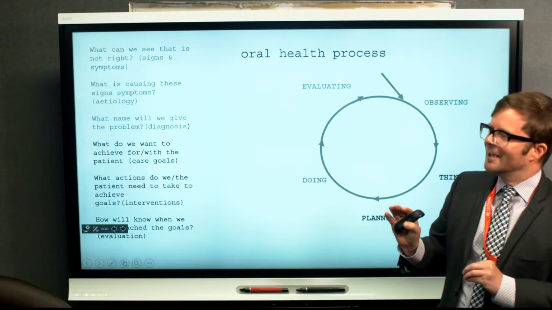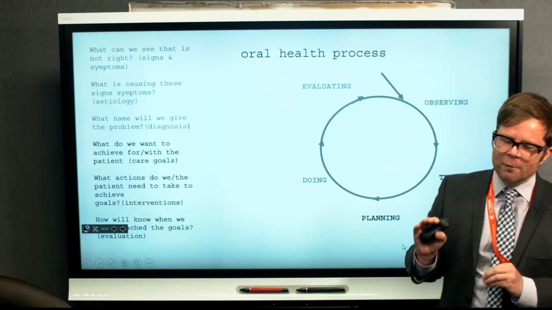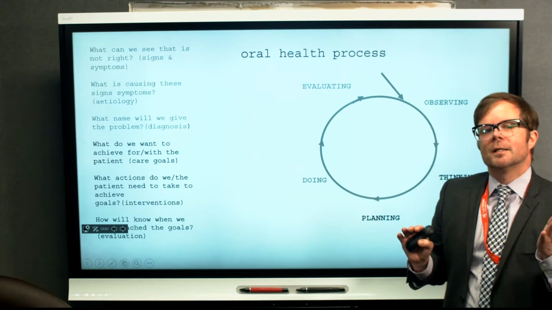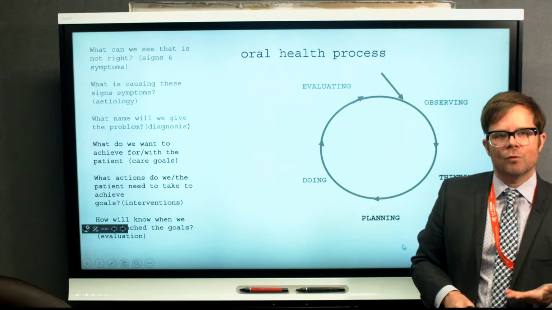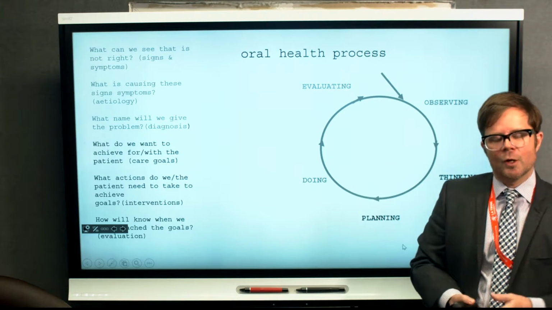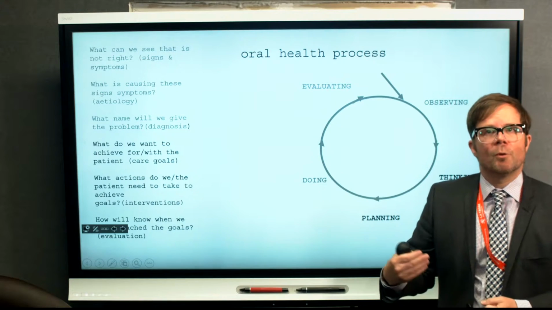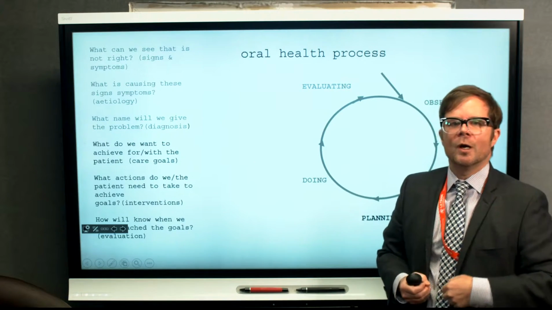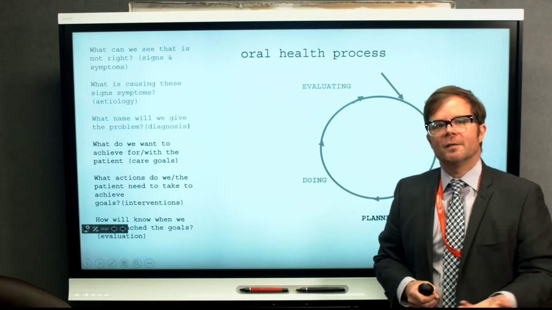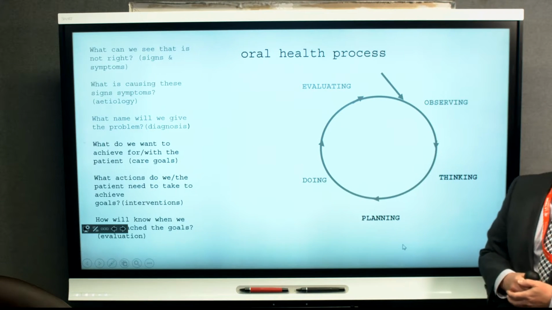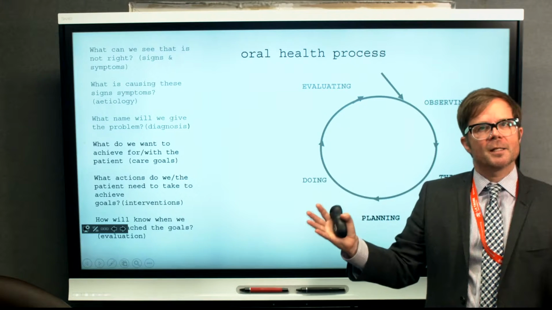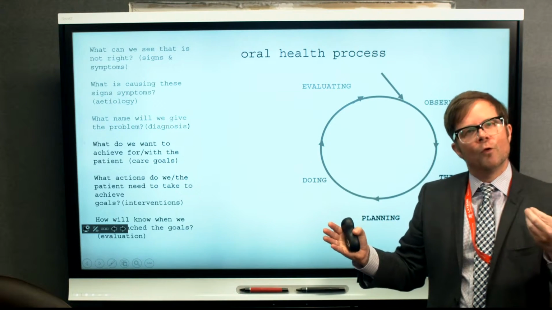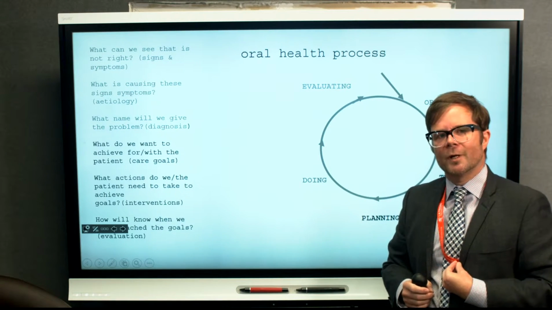Now don't fall into the trap here of talking about treatment at this point. What we're talking about here is goals. What are the overarching things? We want to restore health. We want to make the patient less fearful. We want to help them achieve a better understanding of their disease and their oral health. These are all goals that we should start thinking about at this point before we plan treatment or care.